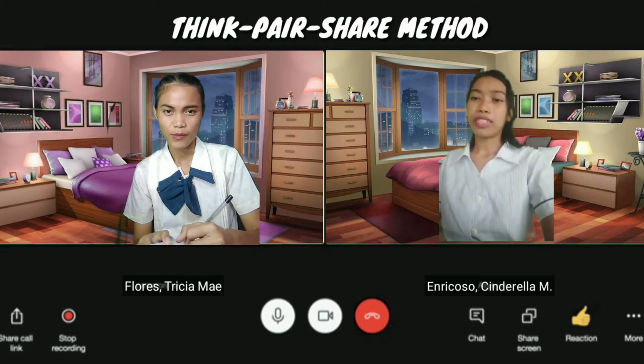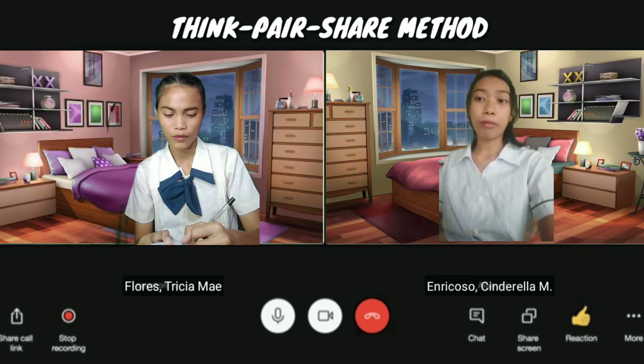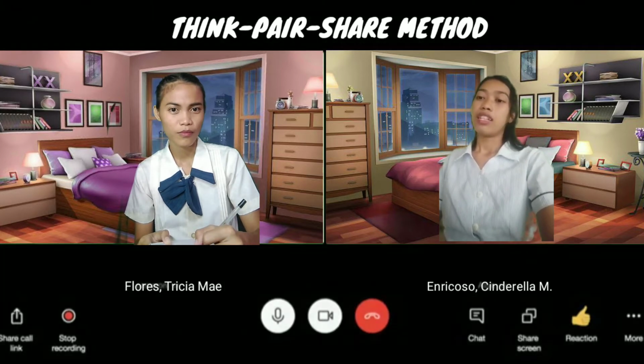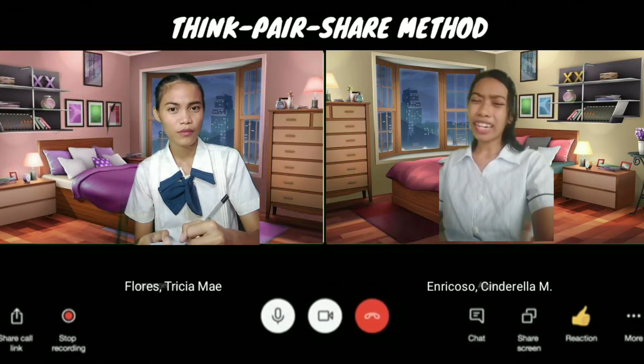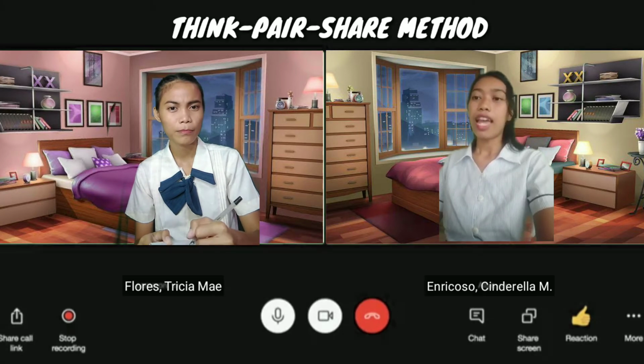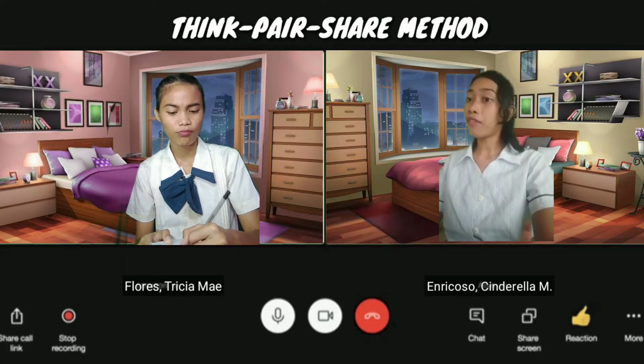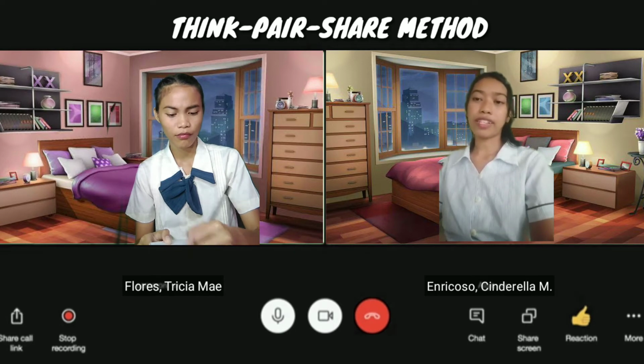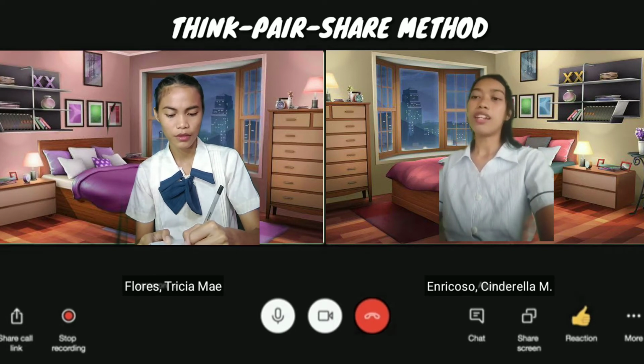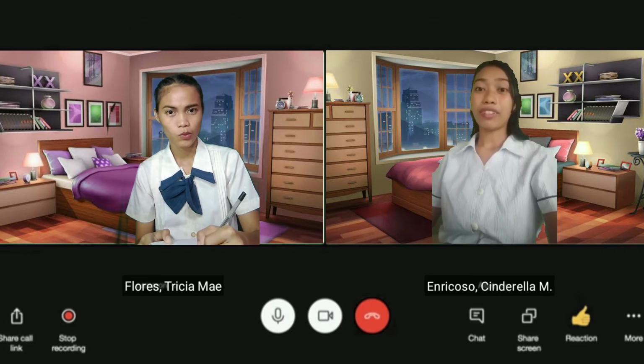So first is the think, pair, share method. As we both know, in this strategy, the students will solve a problem by working together. This activity will require them to think and comprehend a given material and study it by themselves. And right after that, they are going to share and discuss the ideas that they have learned with their pair or their classmates.